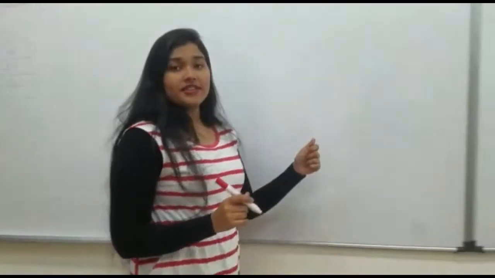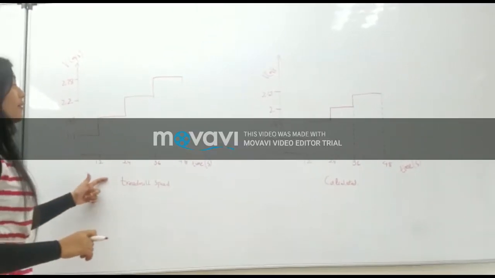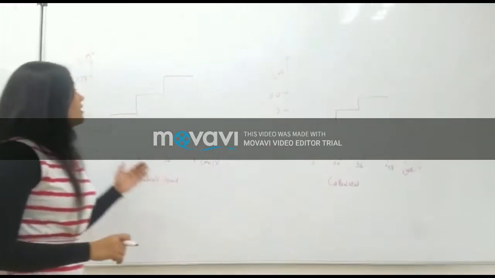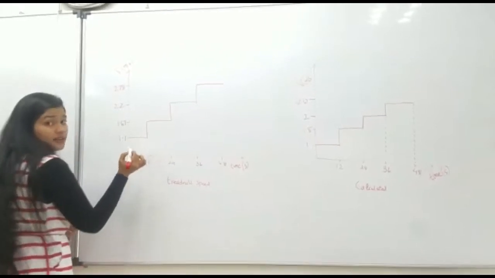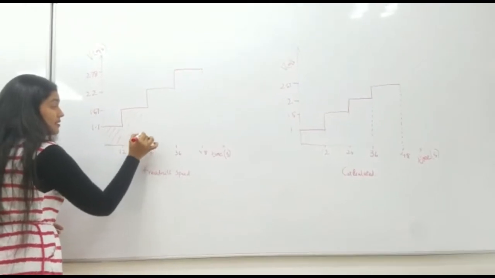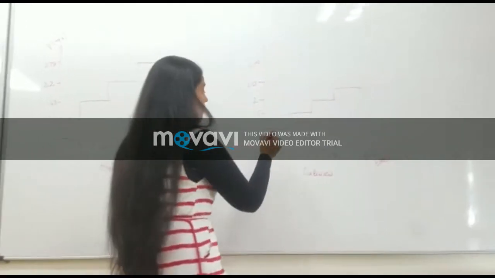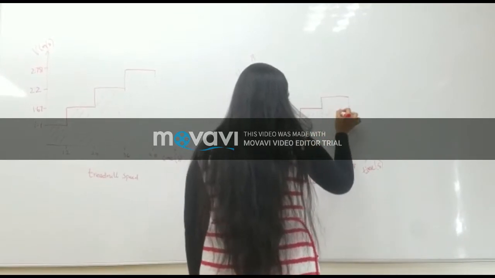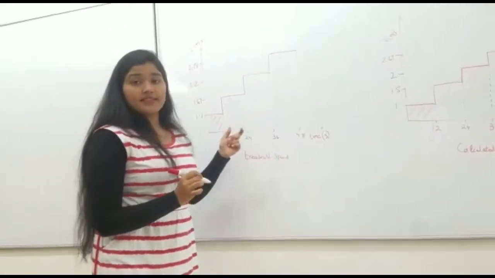Now we will plot these velocities on a graph. This graph is for the treadmill speed and this graph shows the calculated speed. Integrating these graphs will give you the area under the curve. This is the area under the curve, and it's the same for all. This area under the curve shows the distance.